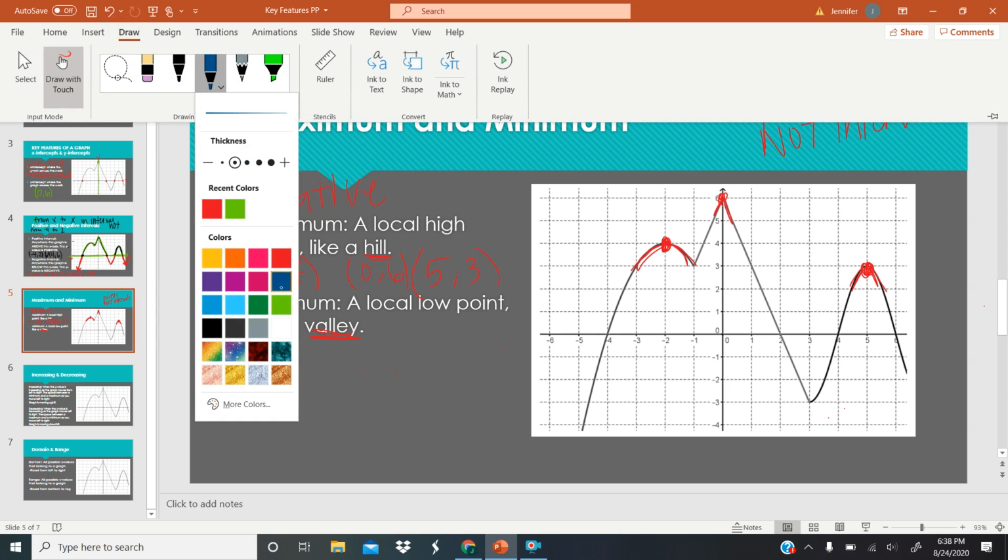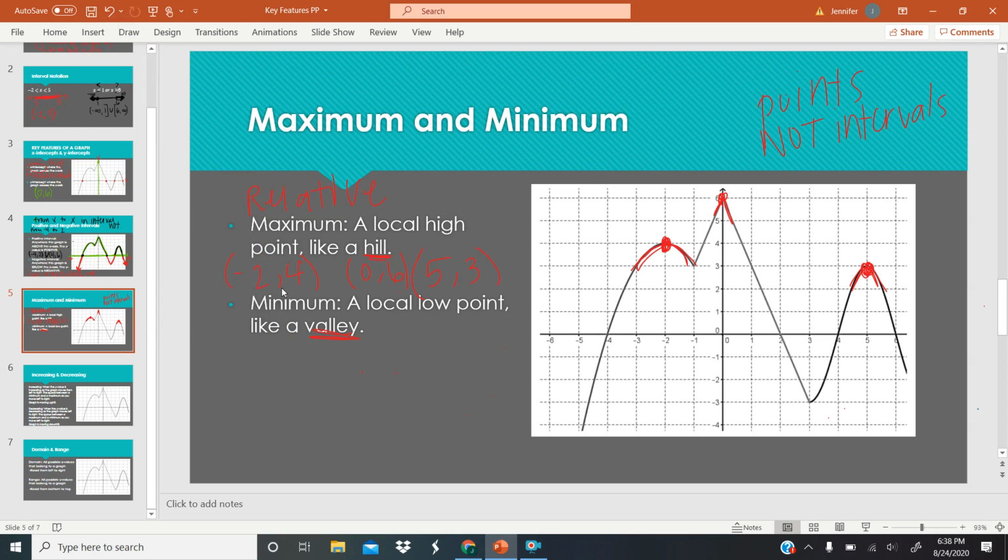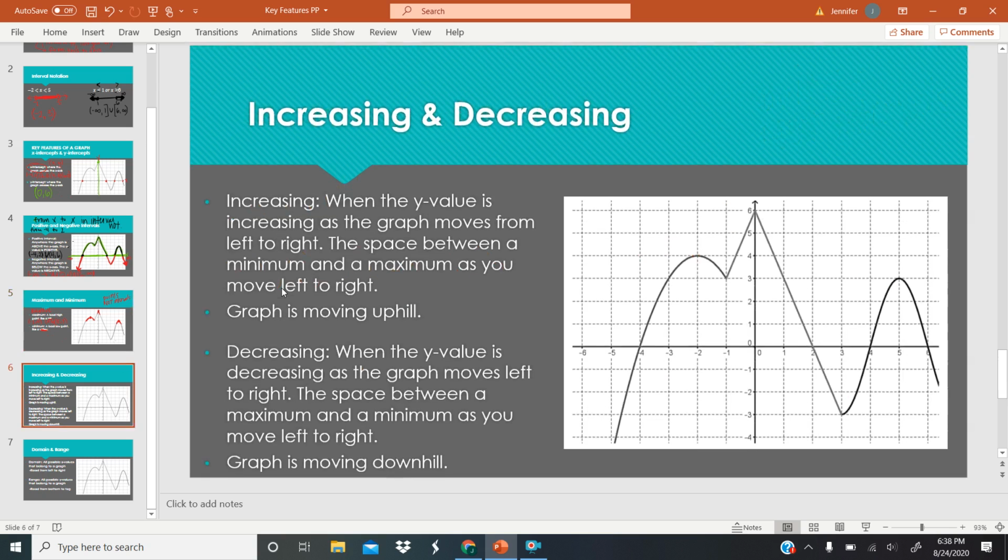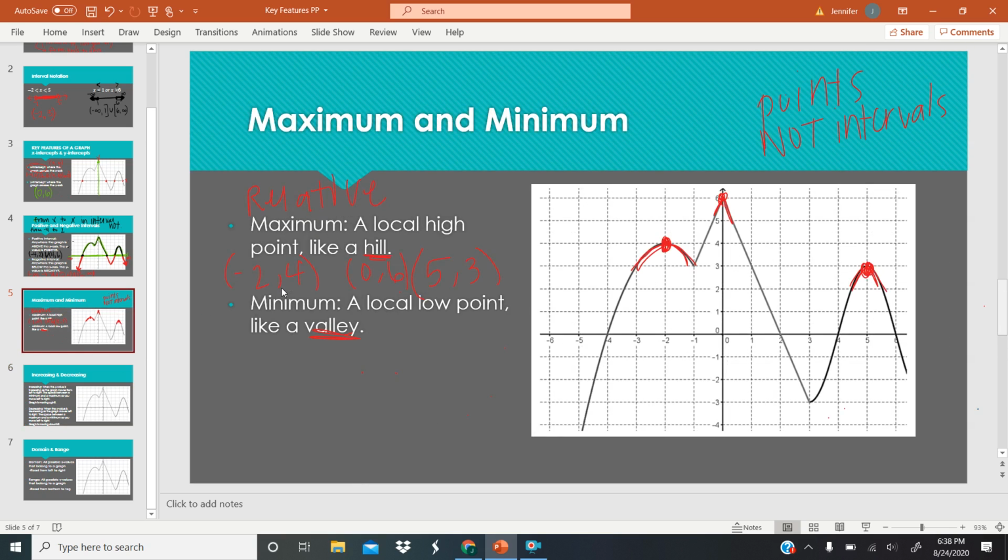And then we need to look at minimums. So minimums are going to be essentially the same thing. It's like a low point where the graph was going down, and then it turns and goes up. So we have that little pivot point right there, and that's in a valley. And so that's going to be at the point -1, 3.